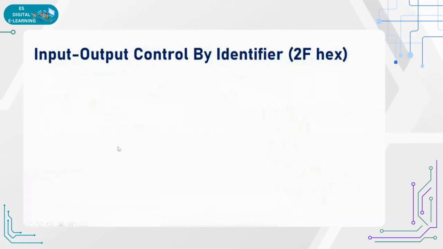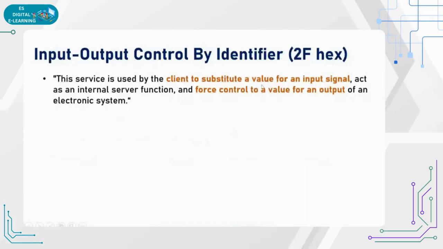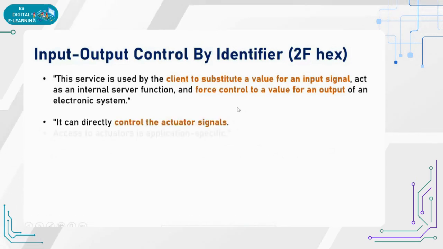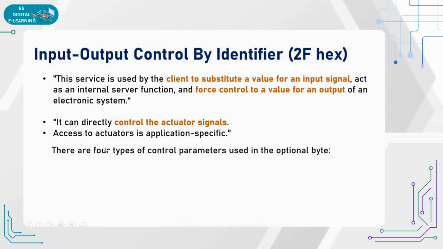Okay, so now, this service is used by the client to substitute the value for an input signal, act as an internal service function, and force control of the value of the output. Means we are forcing the motor to be controlled, like it is directly controlling the actuator signals. Whatever motors we say, it is part of the actuator, which will be accessed by the application, and we are making it controlled.